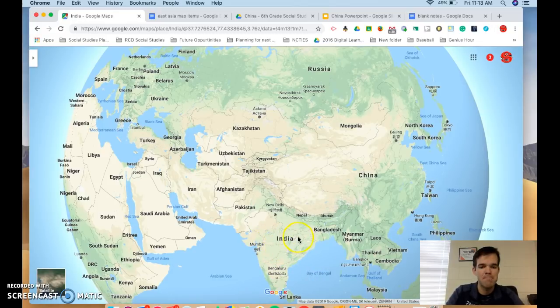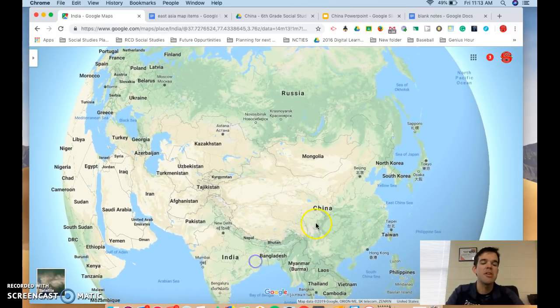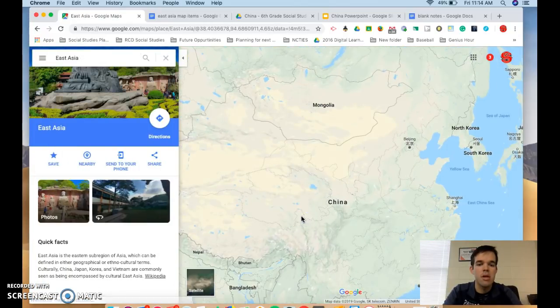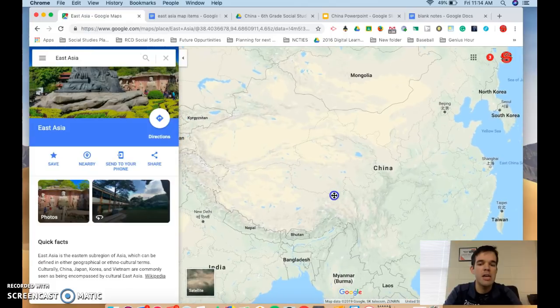of India. Our next area that we're going to talk about is a border of India called China. China sits north of India, north of the subcontinent of India, north of the Himalayan mountains. The Himalayan mountains sit in Nepal. China is located right in this area.